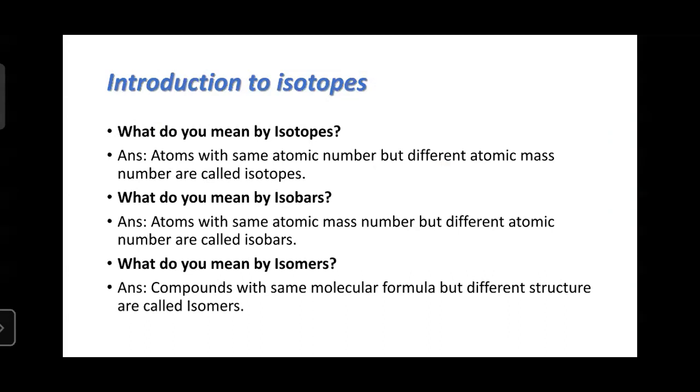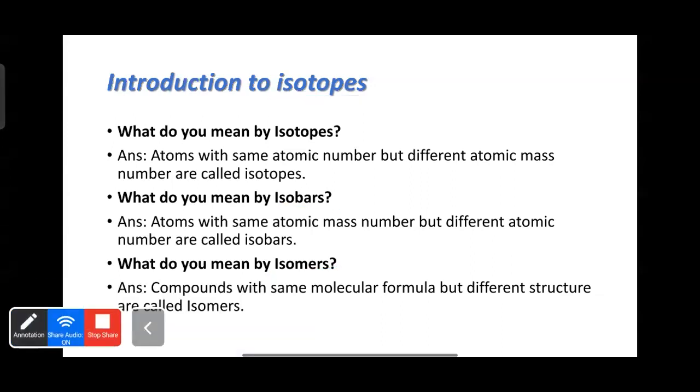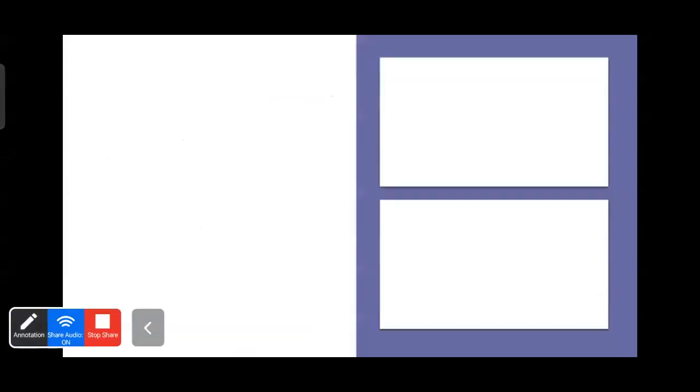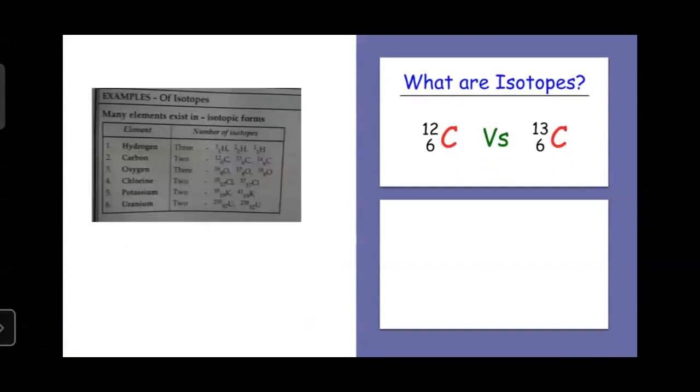So we are going to study only isotopes, but you should know what you mean by isotopes, isobars, and isomers also. So here the concept is getting cleared. What do you mean by isotopes? Here a carbon atom has atomic number 6 and atomic mass number 12, C12, and C13 has atomic mass number 13.